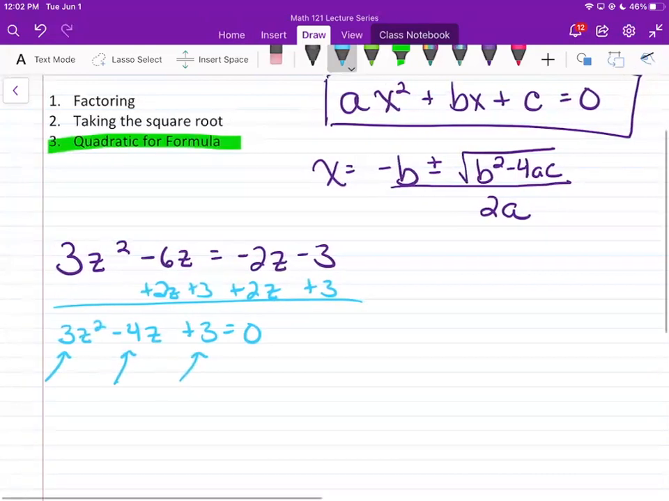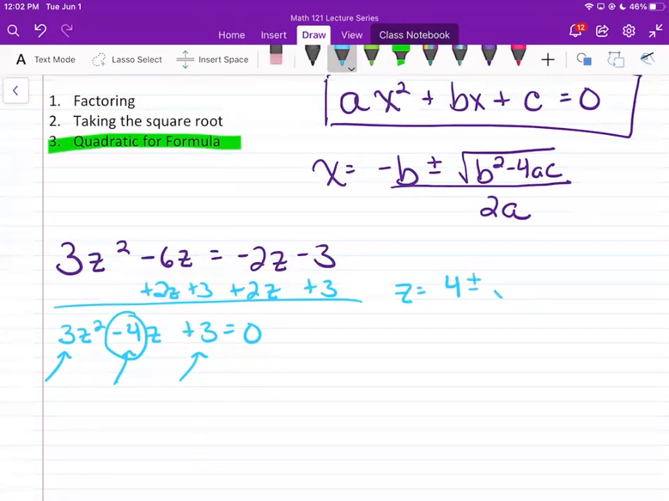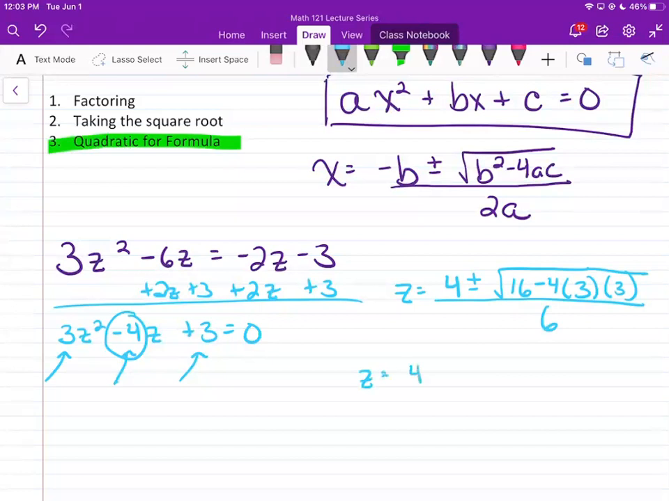Using my formula, z is going to equal negative b, which will become a positive 4, since a negative 4 will become positive, plus or minus the square root of b squared, which will be 4 squared or 16, minus 4 times a, which is 3, times c, which is also 3, all over 2 times 3, which is 6. As I simplify, I get 4 plus or minus the square root of 16 minus 4 times 3 gives me negative 20, over 6.